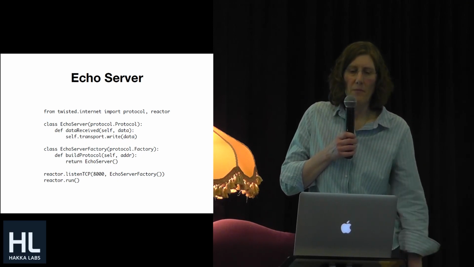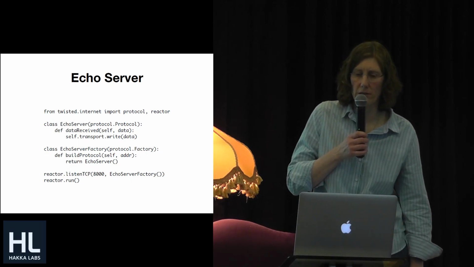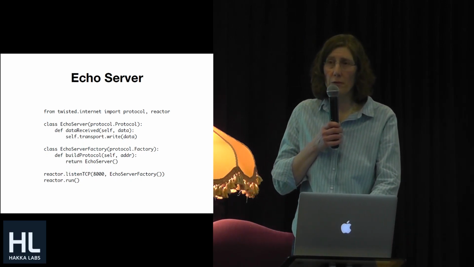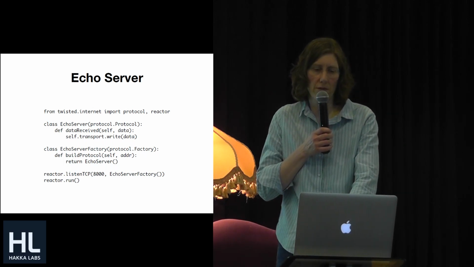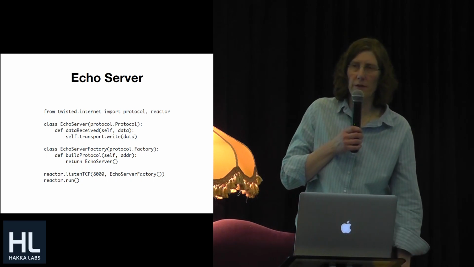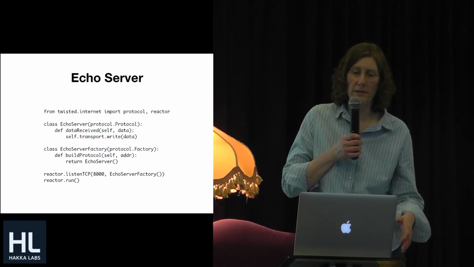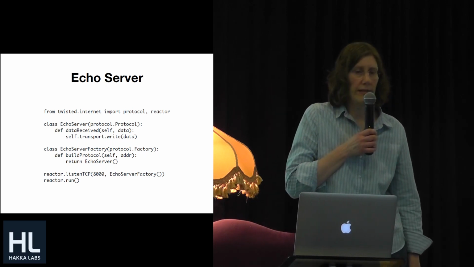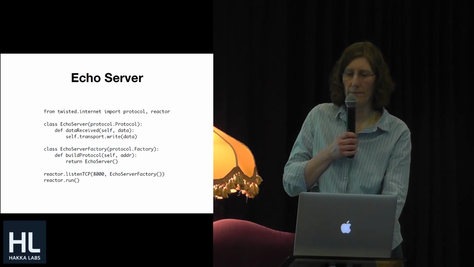Before we start running the reactor, we tell it to listen for connection requests on port 8000 and give it an echo server factory to use to create an echo server protocol for each new connection. Then we start the reactor and wait for events. When a connection request is received, a new transport is created, and the build protocol method on the protocol factory for the listening port is called to create the appropriate type of protocol, in this case, an echo server protocol. Later on, when data is received by the echo server protocol, it simply writes the data back to its transport.